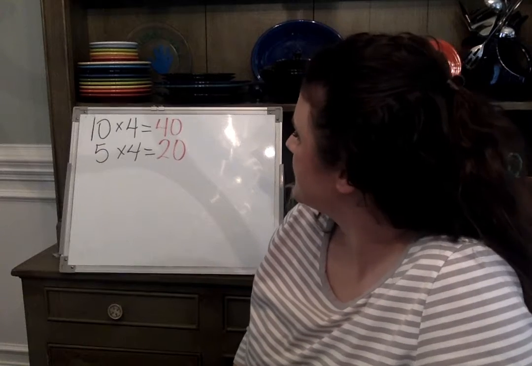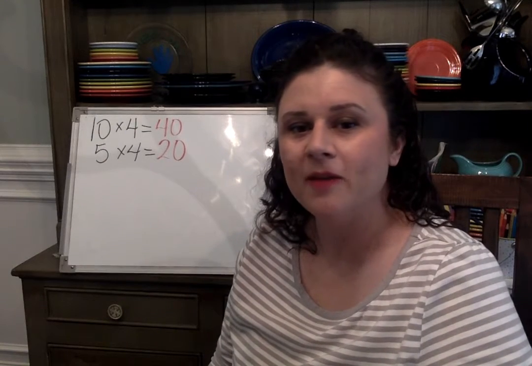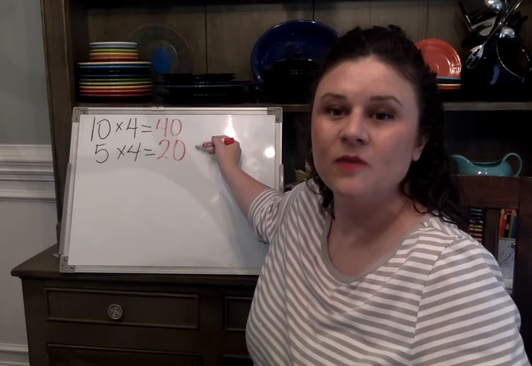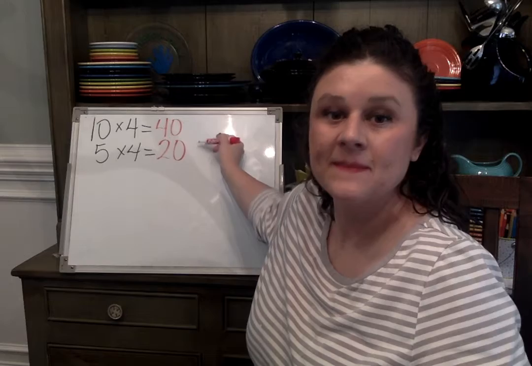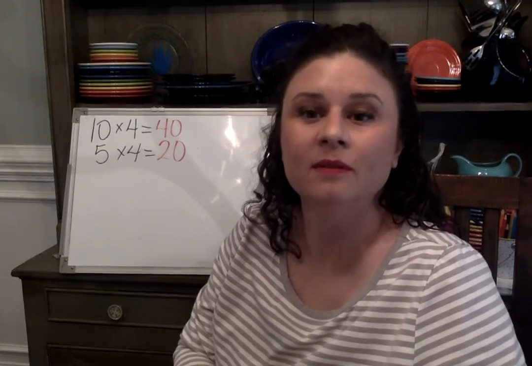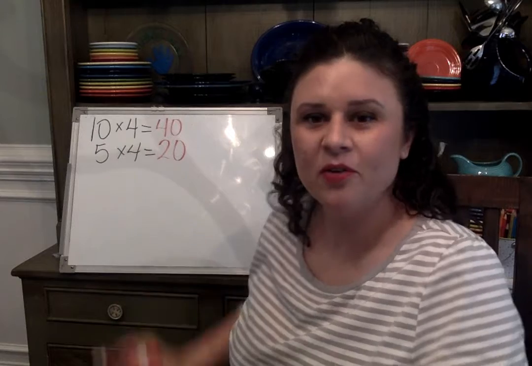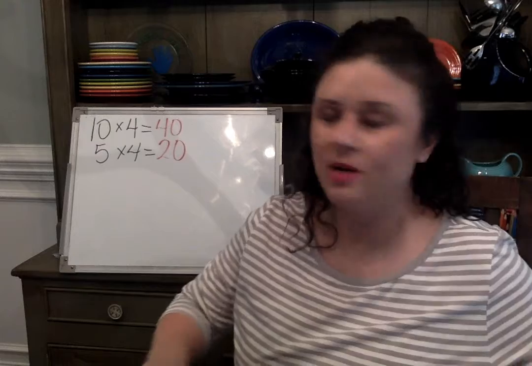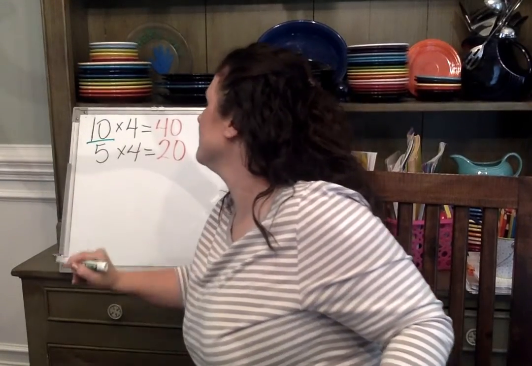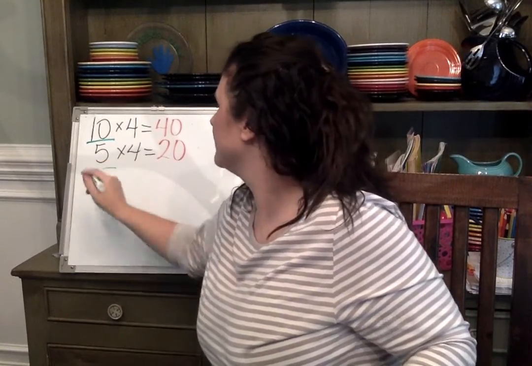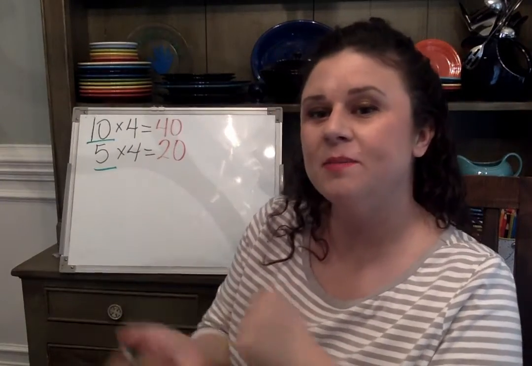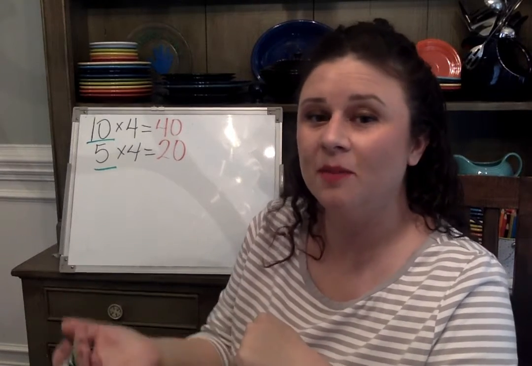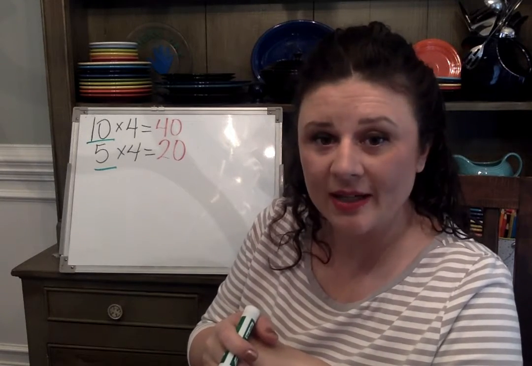But let me think of this. We've talked a lot in our classroom about doubling and halving. What's half of 40? That would be 20. Okay. Is there another number up here that's been halved? That's right. In this equation, the 10 was halved to become a 5. So if I know 10 times 4 is 40 and 5 is half of 10, then my answer is going to be half of 40, which will be 20.